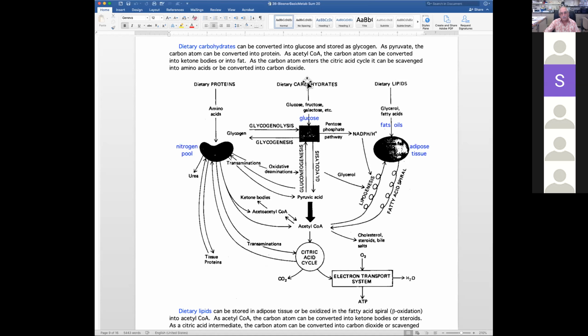But what about if you eat carbohydrates? Can that same carbon end up in a fat? Well, at the level of acetyl coenzyme A, you can go through lipogenesis, which if you remember occurs in the cytoplasm, and wind up in adipose tissue.